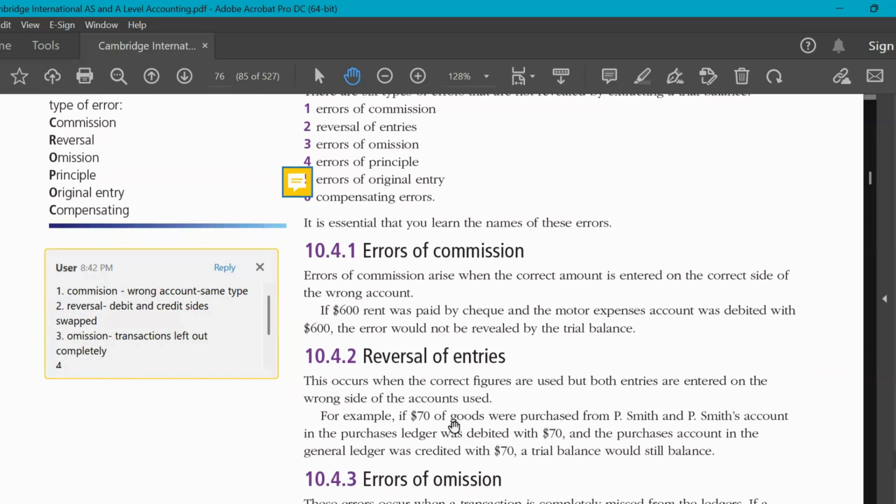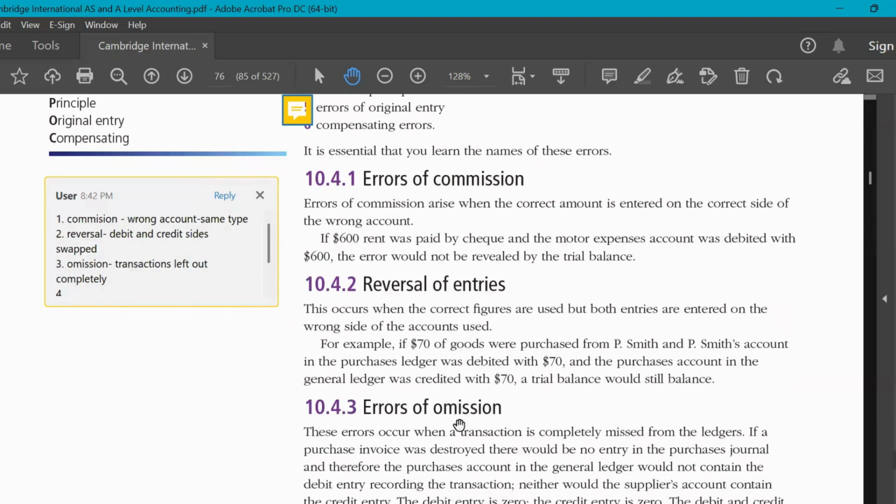Here, if $70 of goods were purchased from Smith, and Smith's account in the purchase ledger was debited 70 and the purchase account in the general ledger was credited 70, the trial balance would still balance. It means that instead of debiting the purchases and crediting Smith, the opposite was done. So here, the reversal of entries is that, in short, the debit and the credit sides just change, or swapped. That's the idea for number two.